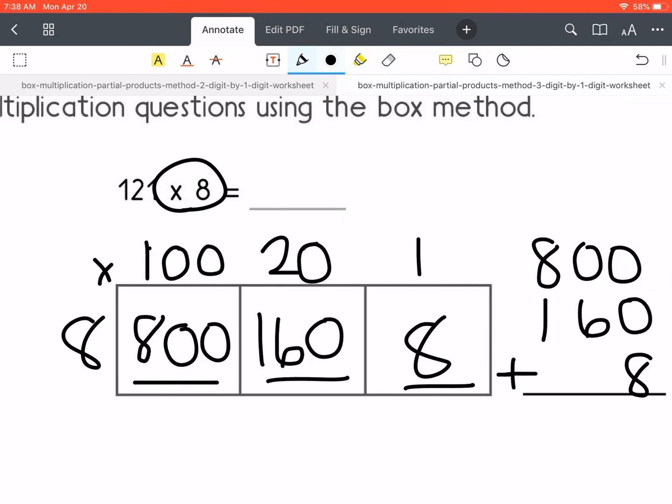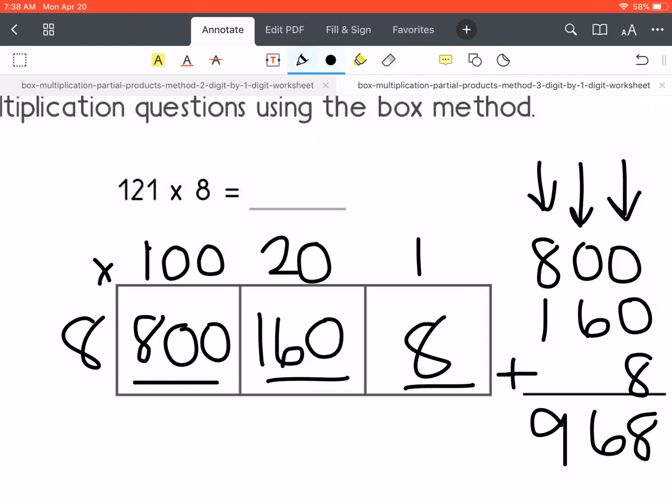So let's add 0 plus 0, I'm going to start in the ones place. 0 plus 0 plus 8 is 8. 0 plus 6, 6. 8 plus 1 more is 9. So 121 times 8 is 968.